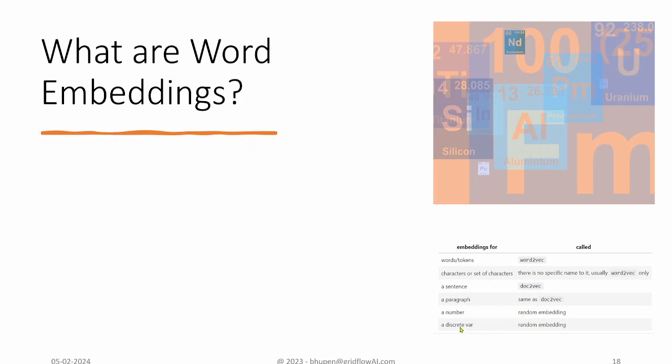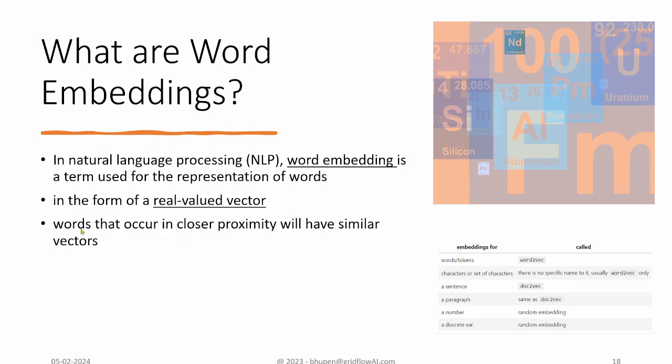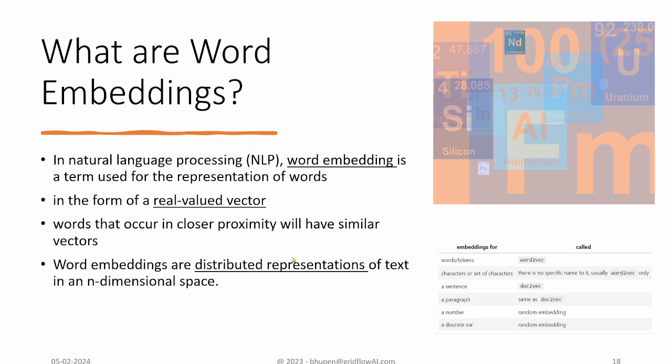Discrete variables are also ideal, or suitable, candidates which can be represented by using random numbers. So word embedding is a term used for representing words using a numeric vector. These are real valued vectors. Essentially, the idea is that words which occur together naturally in the corpus should have similar vectors. And word embeddings are also described in terms of distributed representation of text in n-dimensional space.